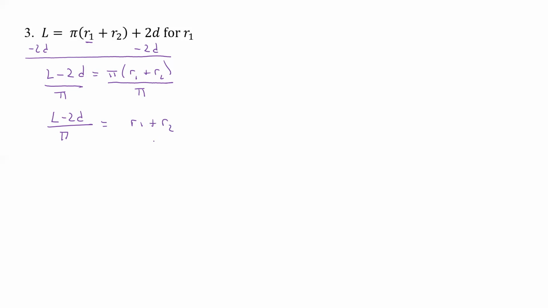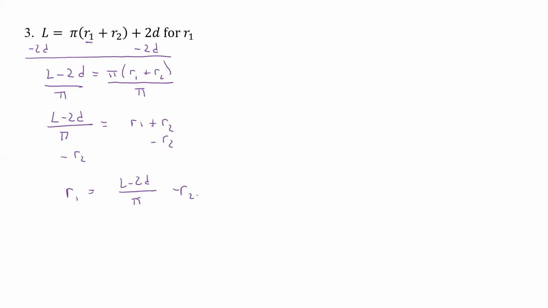Now we want R1, so we have to get rid of R2. And so R1 equals, then we have L minus 2D over pi minus R2. And that would be a very acceptable answer.